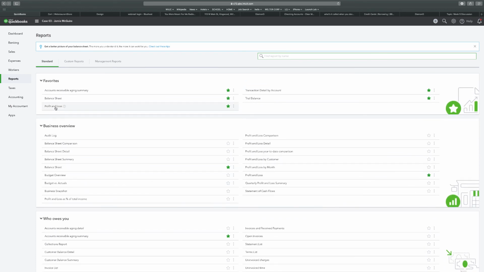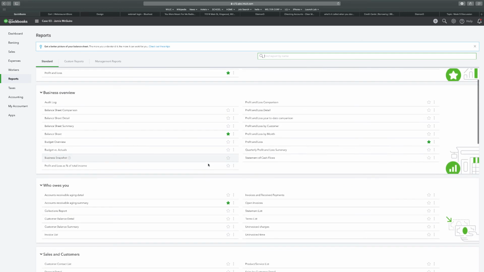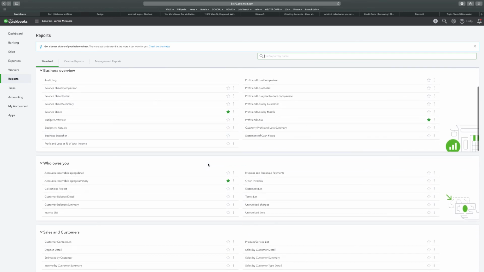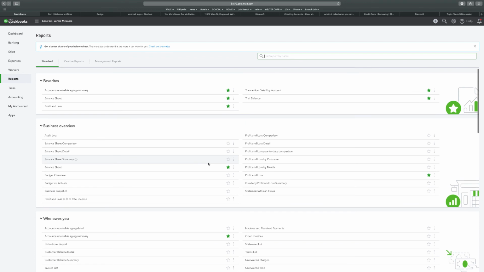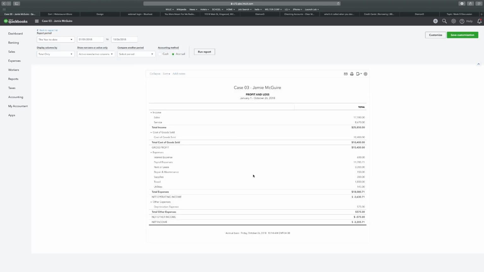The profit and loss is up here under my favorites. I don't think I saved it, I think I just put a star beside it because it's one of the most important ones that you're going to use in the real world. It's under business overview, and you have profit and loss by month, profit and loss, profit and loss detail, and the comparison. There's a ton of these, so let's just look at the regular profit and loss and we'll take it from there.